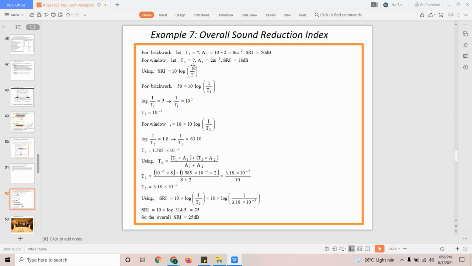Using this formula, SRI equals 10 log 1 over T, you can put in the 50 decibel, which is the sound reduction index for your brickwork here. Put it in, and you can solve this equation, and then you end up with the coefficient equals 10 to the power of negative 5.